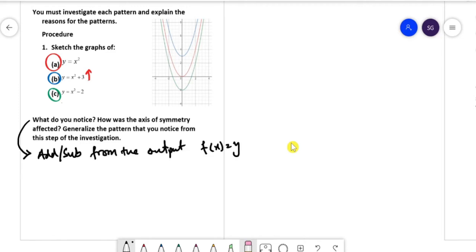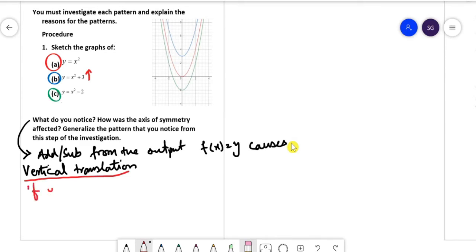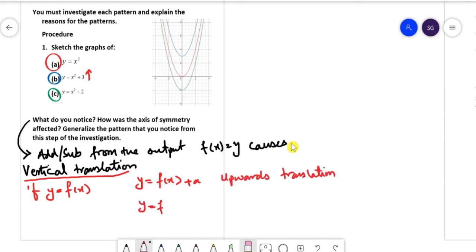So when you add or subtract from the output, you observe a vertical translation. We discussed the 2 cases. If y is equal to f of x is our original one, then y is equal to f of x plus a results in upwards translation, and y is equal to f of x minus a. Again, we are subtracting from the output here, minus a, that's downwards translation.